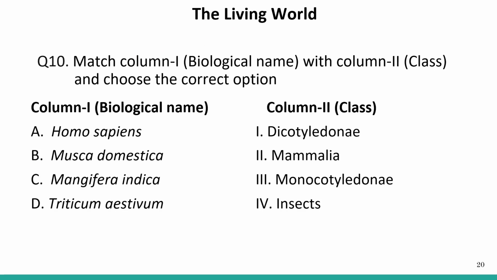Now the next question is, here we have to match column 1, in which biological names or scientific names are given. You can also write this as scientific name. You can also write this as zoological name in the case of animals and botanical name in the case of plants. So suppose this is a mango, so you can write botanical name. All these come under scientific name or biological name. Homo sapiens, zoological name.